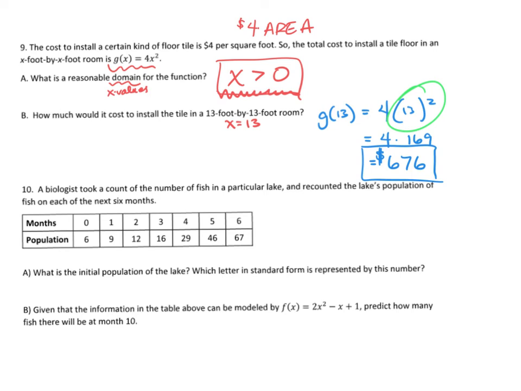All right, last one here. We got number 10. A biologist took count of the number of fish in a particular lake and recounted the lake's population every month for 6 months. So what is the initial population? What did we start with? We started with 6 fish. And in standard form, where would that be? So standard form, just a reminder. The number that you start with, that starting point, is your C value. So which letter in standard form is represented by that six fish? That would be the C.